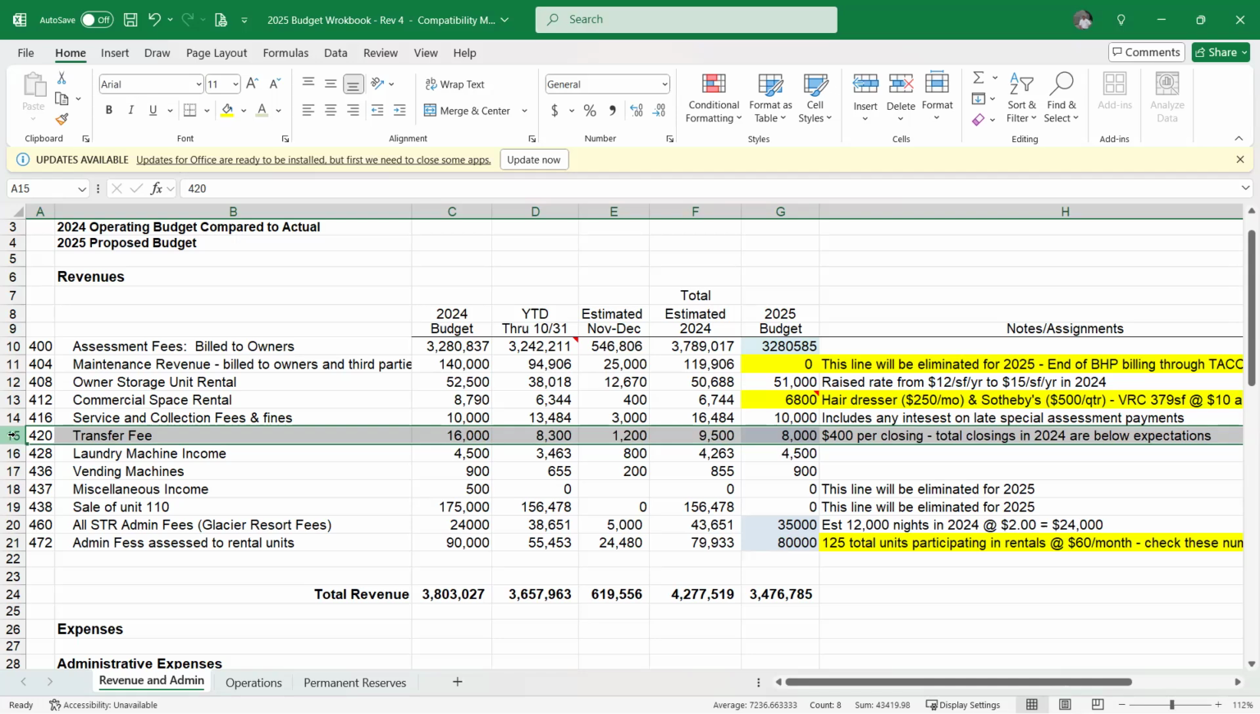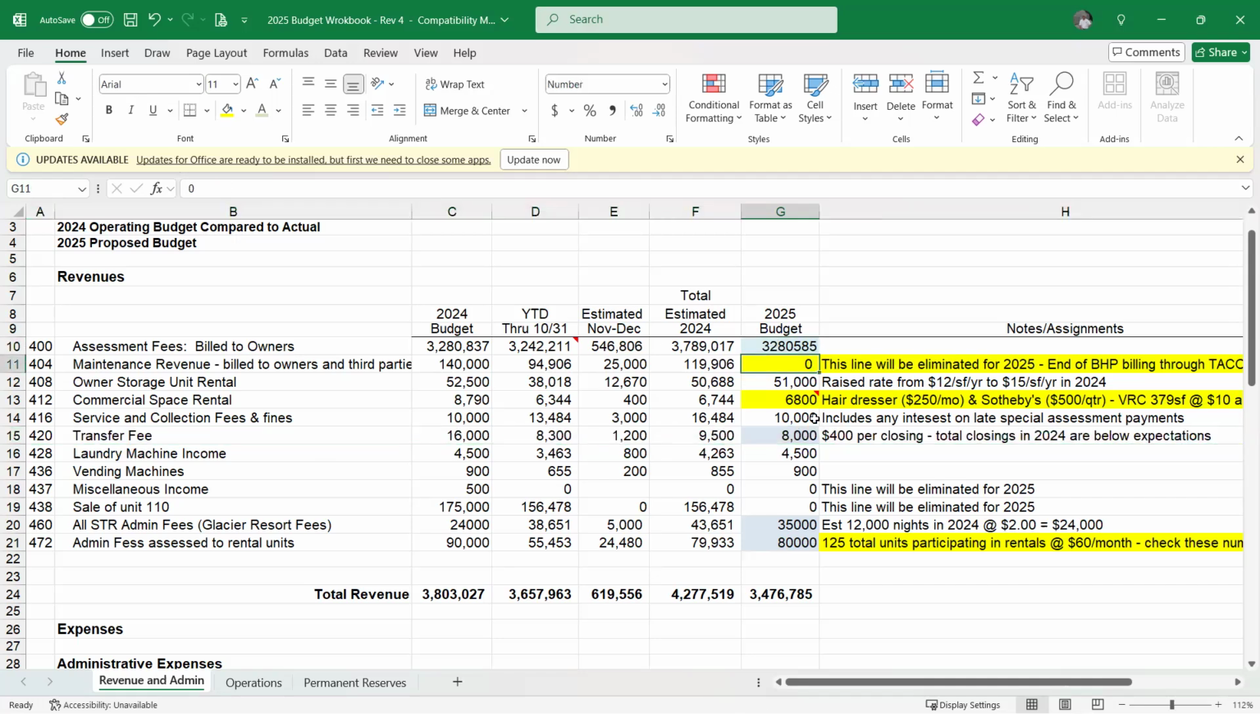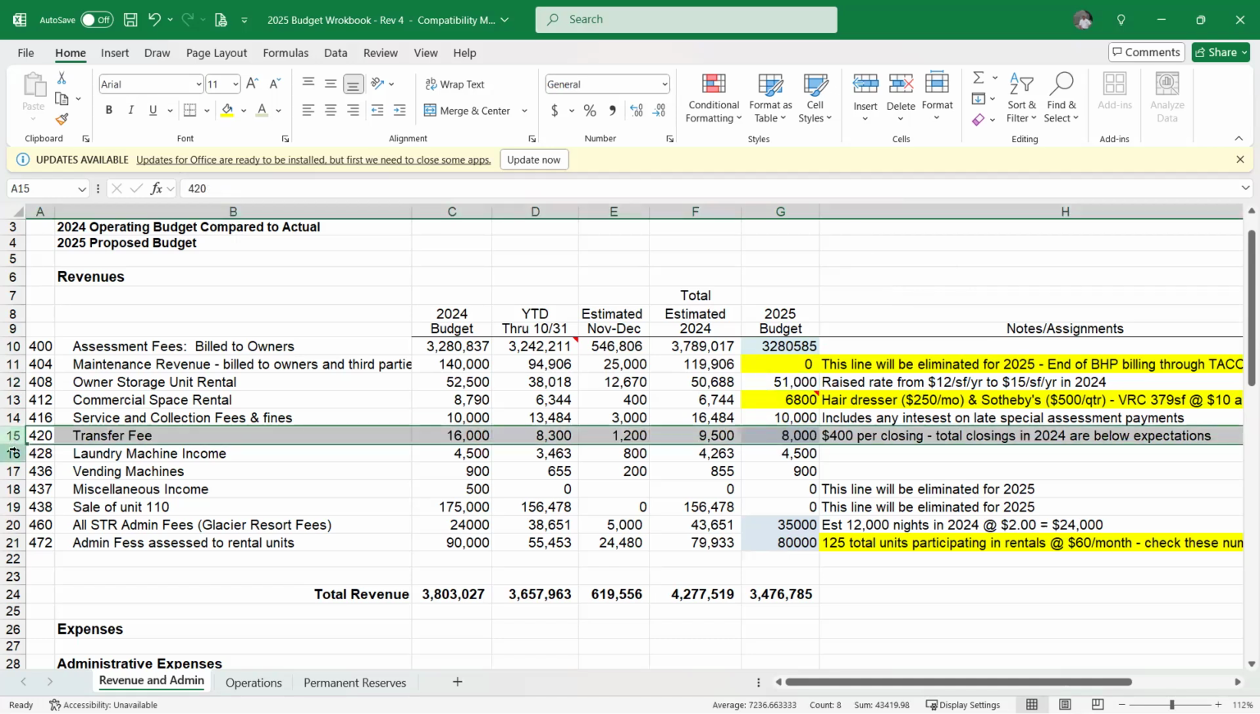So if anybody's wondering what the significance of these highlights is, like light blue and yellow, yellow is something I think needs to be discussed. It's not finalized. It needs further discussion. Light blue is where I just plugged in a number without any input from anybody else. Any other numbers that are unhighlighted, those numbers have come from discussion with people supporting the budget process. Okay, so that's transfer fees.